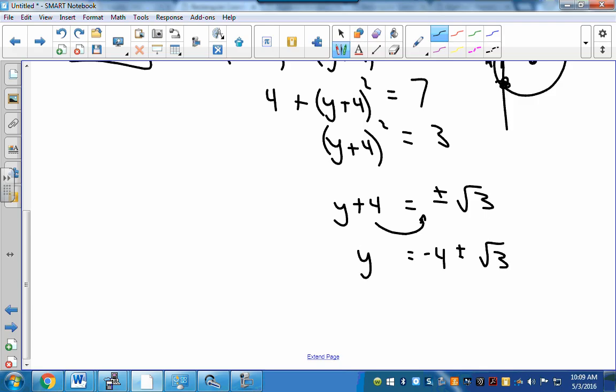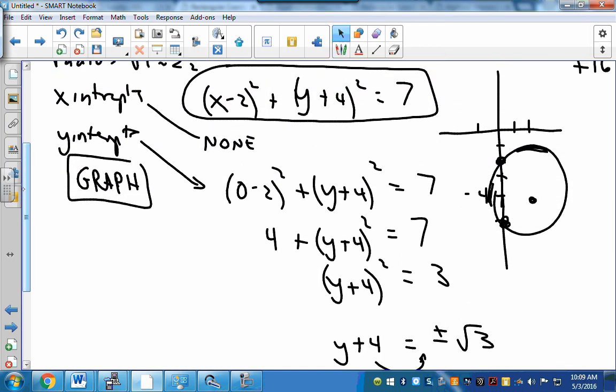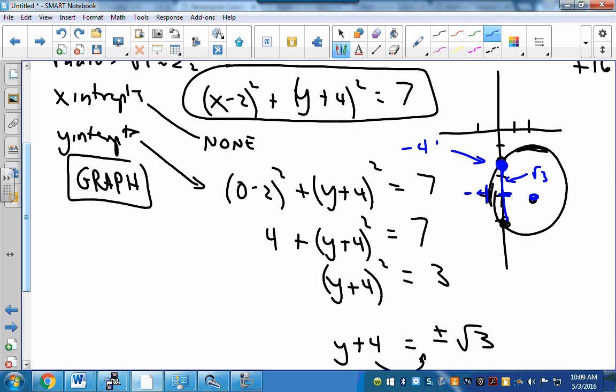Which, when you think about it, sort of makes sense. We knew from the graph that this center point was at -4. And because it's a circle, there's no distortion here. We're going up a certain amount, we're going down a certain amount. This amount that we're going up is the square root of 3. So this point right here is -4, and we've added the square root of 3 to go a little bit higher. And then this point is -4. We've taken away the square root of 3.